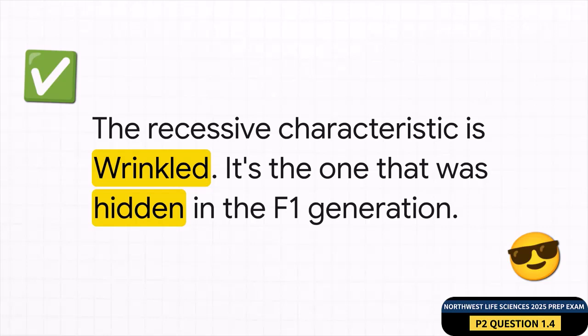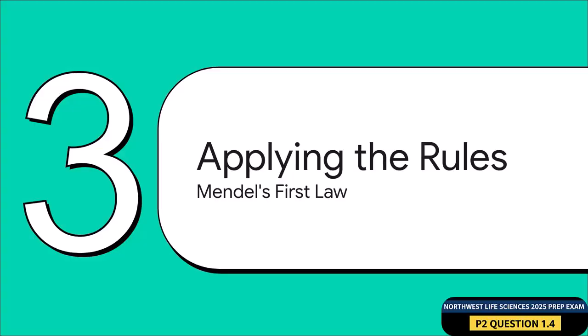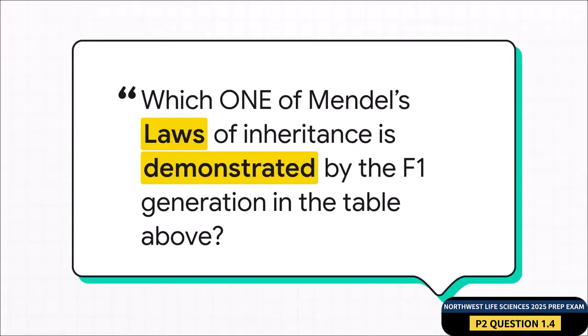We're on a roll. You know, what we've just been doing, looking at the F1 generation, it's not just some random pattern. It's actually the whole foundation for one of Gregor Mendel's most important scientific laws. And that leads us perfectly into our next question. So question 1.4.4 asks us to name the specific law of inheritance that's being shown here, where one trait completely covers up another. All those results saying all violet and all smooth, that's a textbook illustration of this fundamental principle.